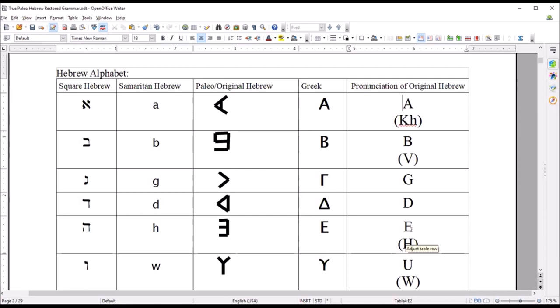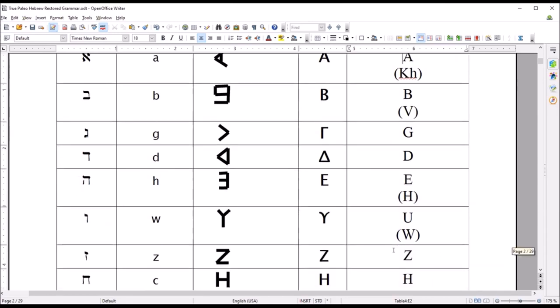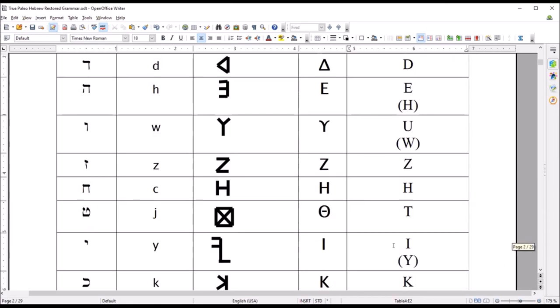And eu is ow, ooh. It's like the OO in good. And the OU, remember the O is a U sound. So O, it's an O sound.